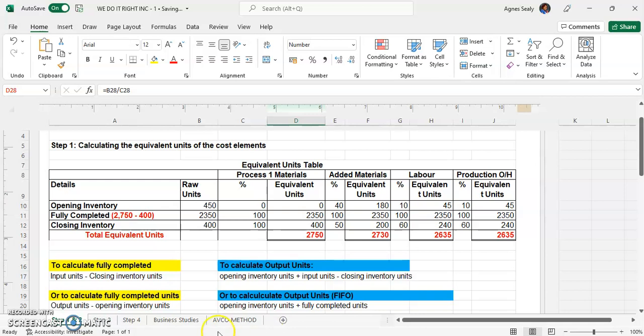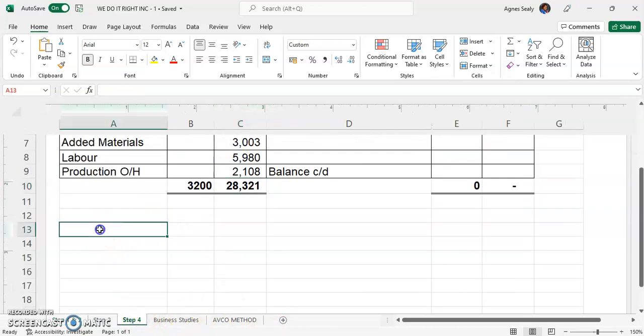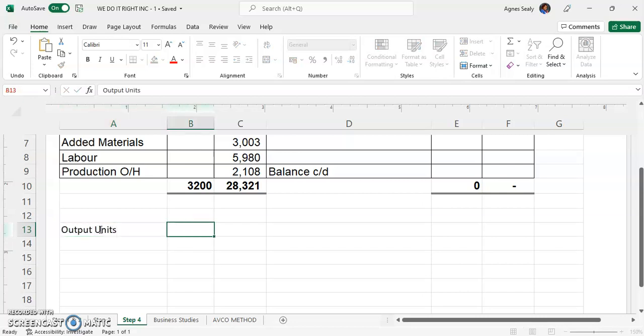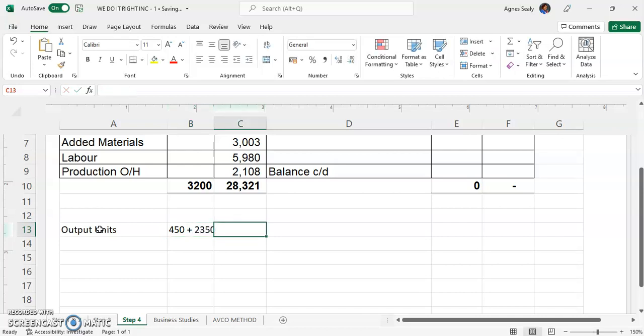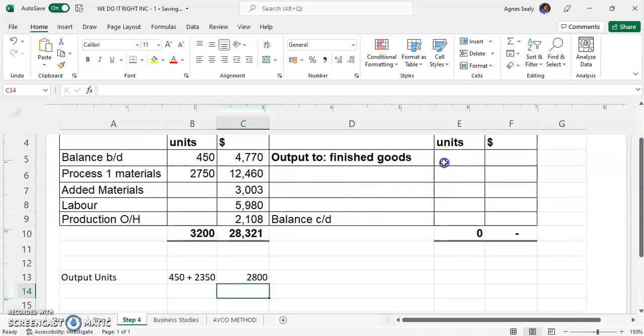So output units will be 450 in opening inventory plus 2,350. That will be 2,800. So my output units are 2,800 units. So put 2,800 here. And what is the value of this 2,800 units?